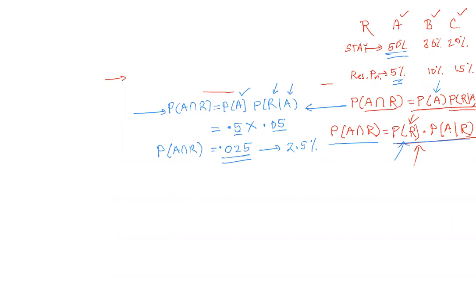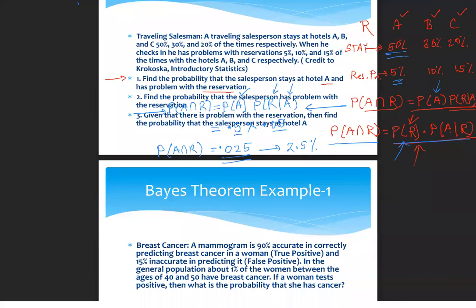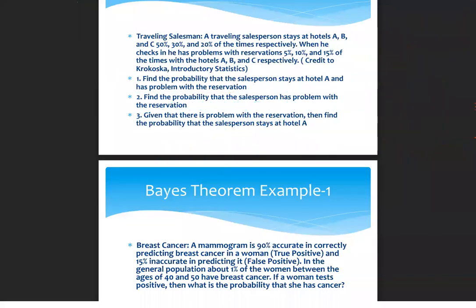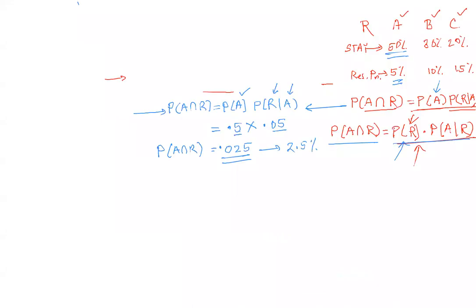Now, what is the next part of the problem? Find the probability that the salesperson has a problem with reservation. So let's go back. Find the probability that the salesperson has a problem with reservation. So in essence, they're asking what is the probability of R.